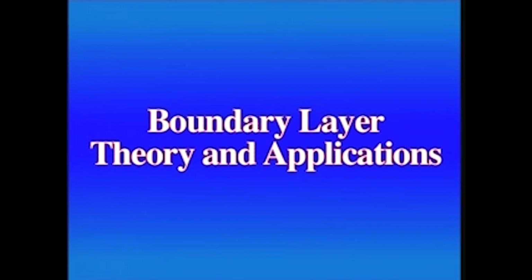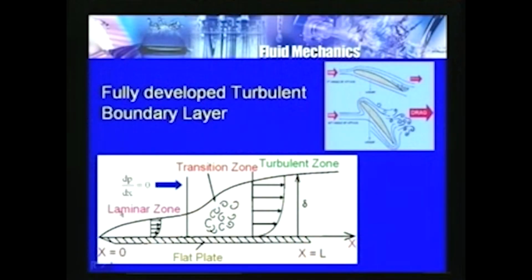Welcome back to the video course on fluid mechanics. In the last lecture, we were discussing the fully developed turbulent boundary layer and the drag calculations. We have calculated the coefficient of drag and various other parameters as we have seen here. So, we were discussing the flow over a flat plate, and we have seen that initially there is a laminar zone and then a transition zone, and then we were discussing the turbulent zone.